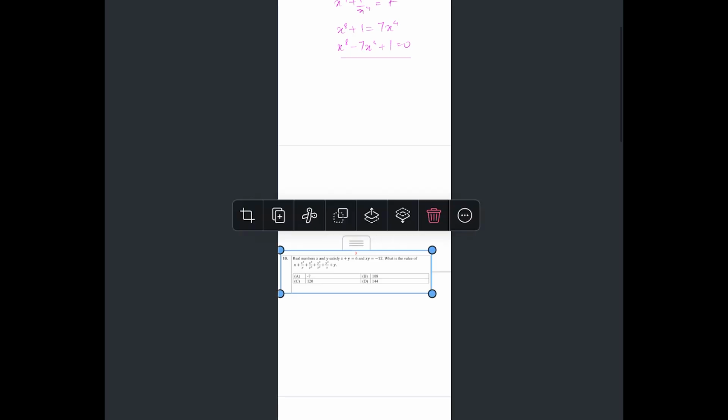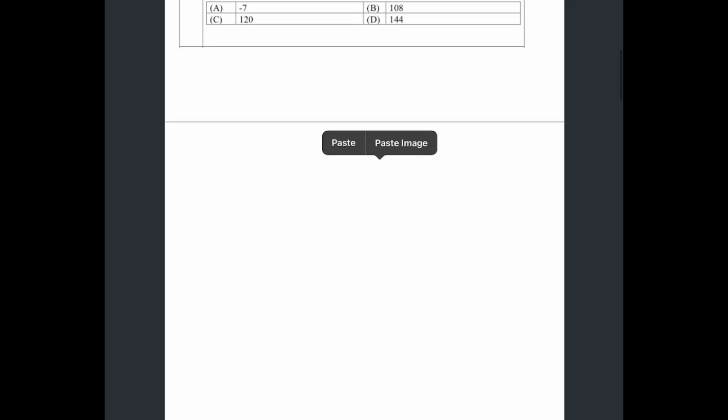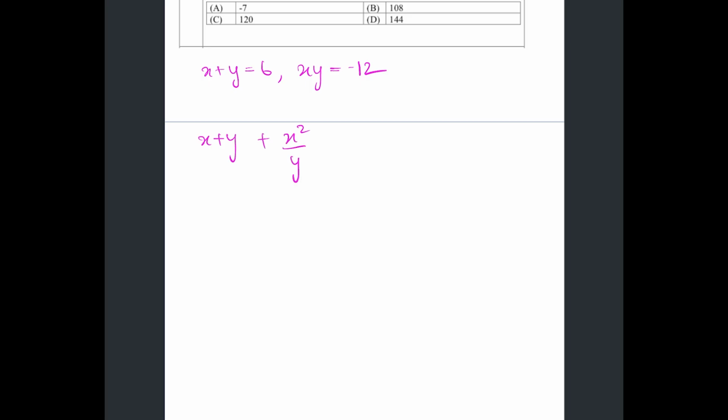So let's move on to question number 10, right? So we're given that x plus y equals 6 and xy equals minus 12. We're asked to find this expression, right? So we can rearrange the terms in this expression and write it as x plus y plus x square by y plus y square by x plus x cube by y square plus y cube by x square, right?